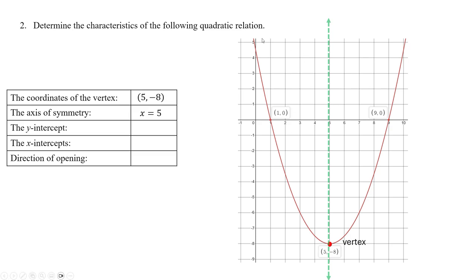Our y-intercept is right here. Falls on the point 0, 4. Here are our x-intercepts, 1 and 9. And the parabola opens up.